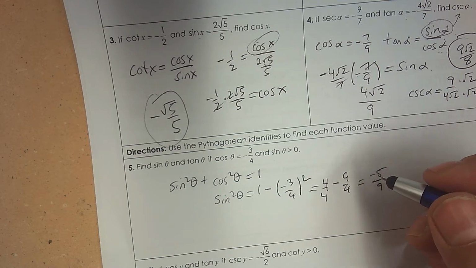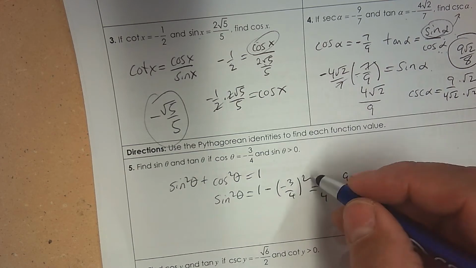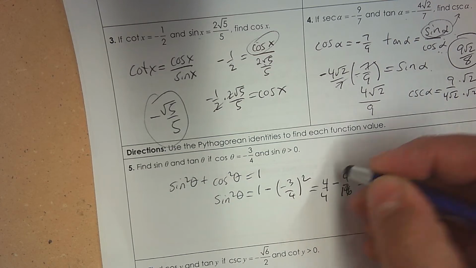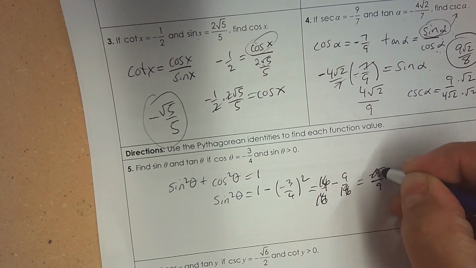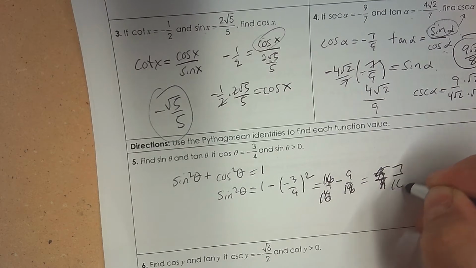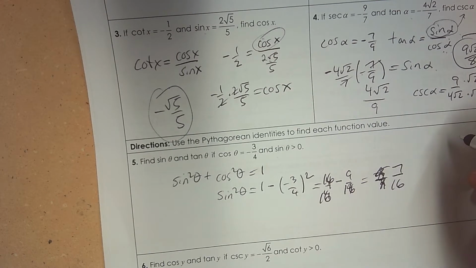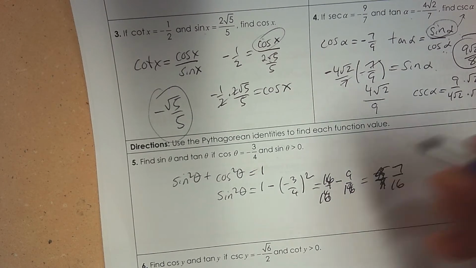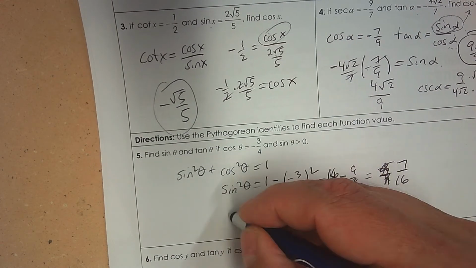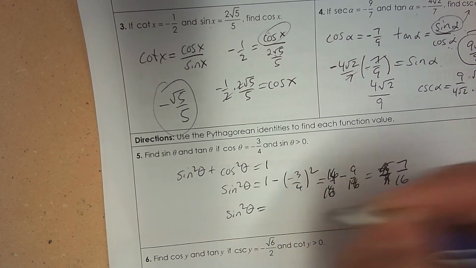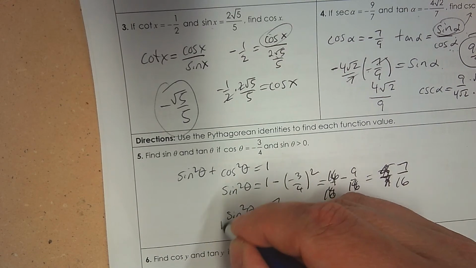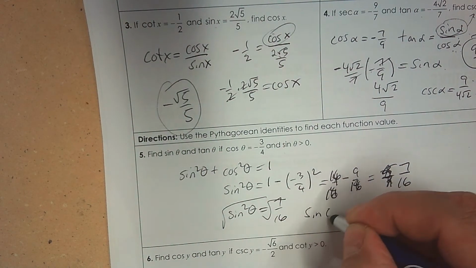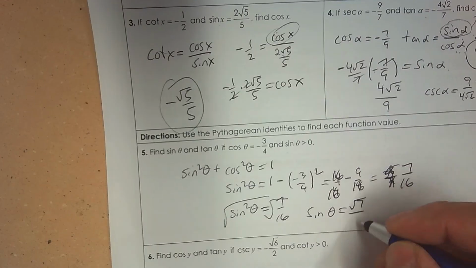Why did I say over 4? It would be 9 over 16. Ugh. So these are 16. So it would be 7 over 16. Now, I still need to square root that. So we have sine squared is equal to 7 over 16. So when I square root it, then sine theta is equal to root 7 over 4.